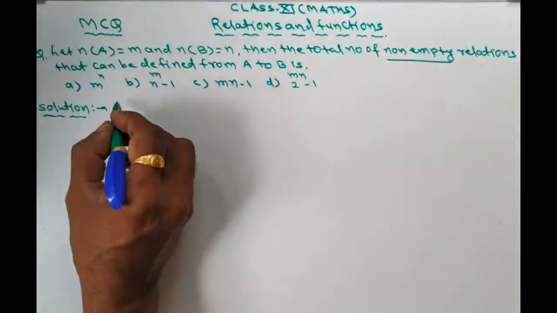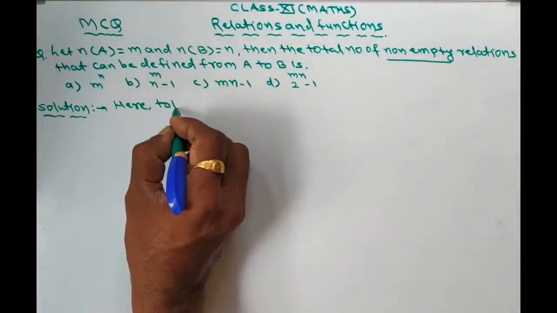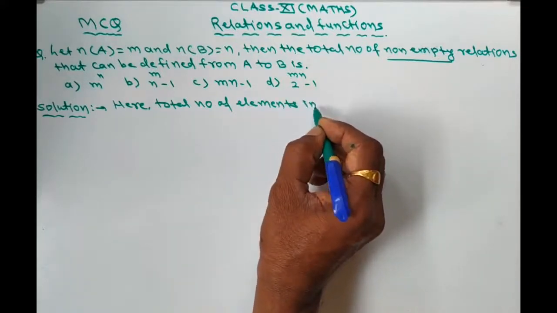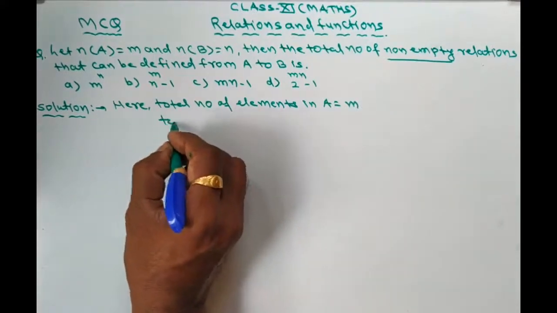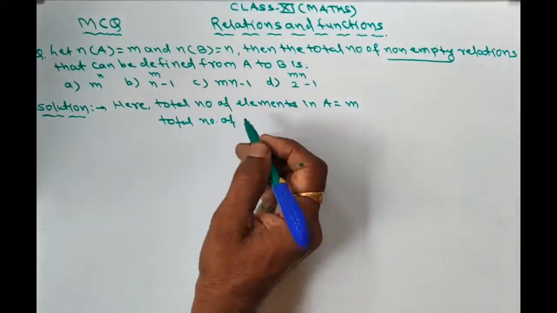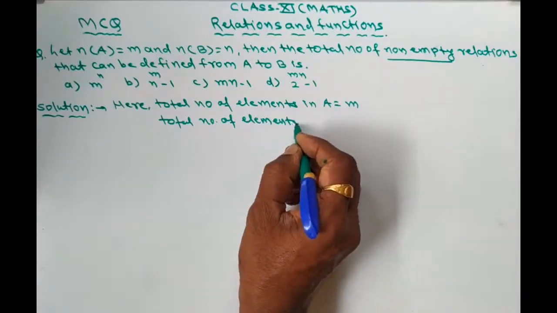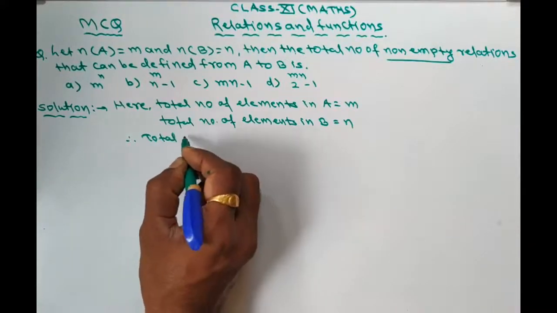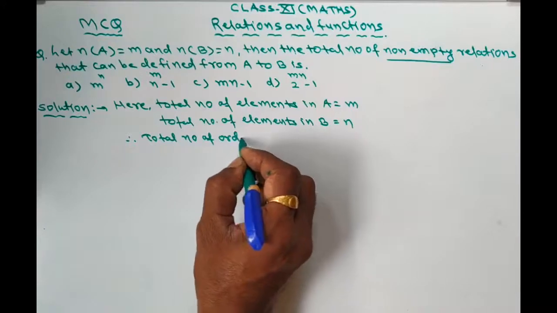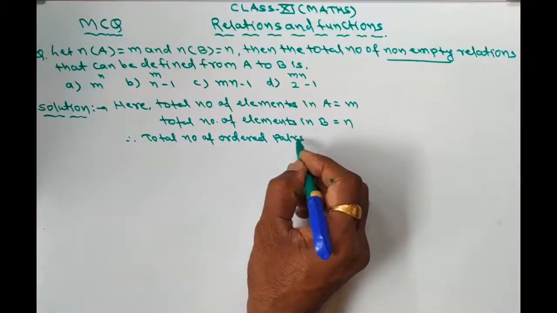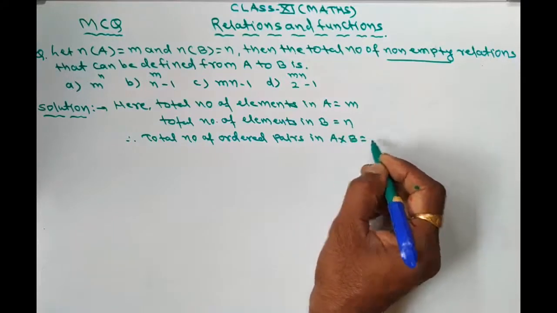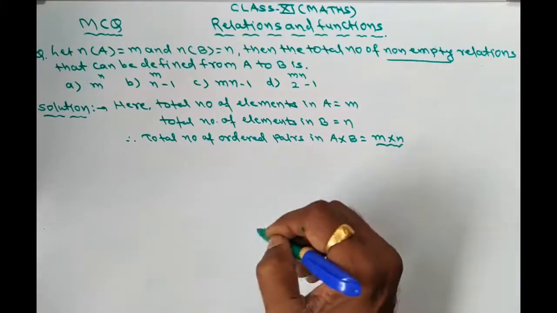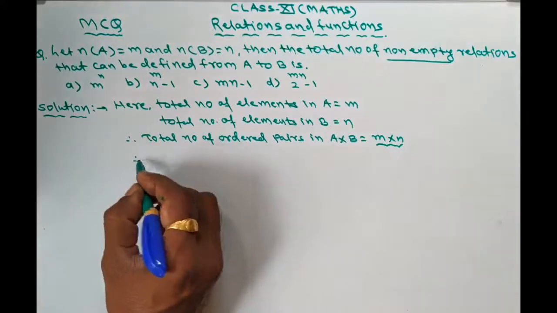Okay, see the solution here. Total number of elements in A equals m, and total number of elements in B equals n. Therefore the total number of ordered pairs in A cross B is m into n. So there are that many ordered pairs, so the number of subsets of these ordered pairs, meaning that many relations, will be there.